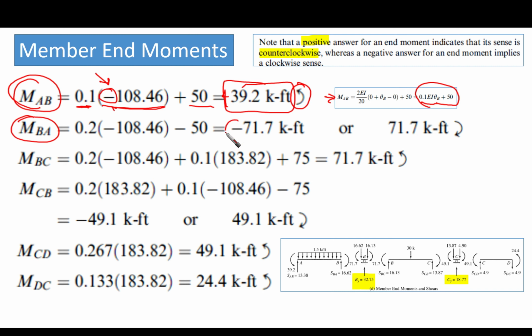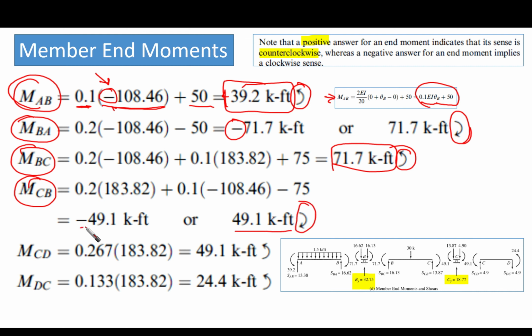Similarly, we are going to substitute for MBA. It is going to give us something negative, which is clockwise. MBC will give us something positive, so it is counterclockwise. MCB is going to be negative here, so it is going to be clockwise. MCD is positive, so it is counterclockwise. MDC is positive, which means that it is counterclockwise.